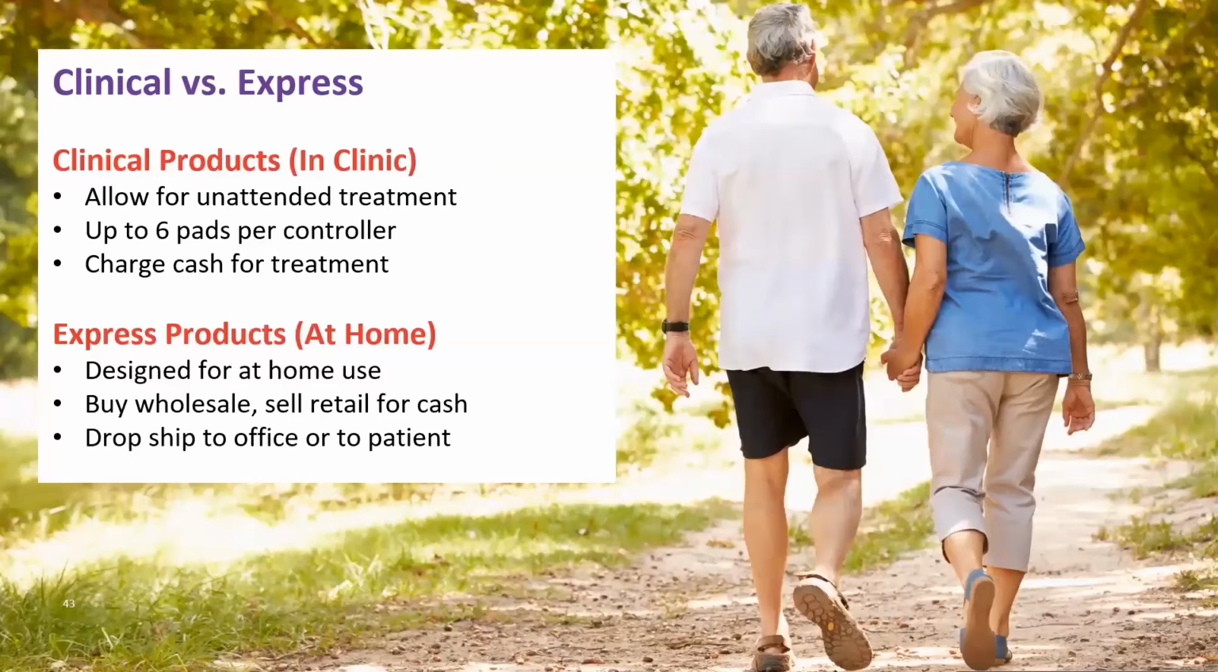Two lines of products, clinical as well as express. So what's the difference, and why would I want one of those? The clinical products allow, of course, for unattended treatment, and you can plug in up to 6 pads into one controller, so you can treat an entire body or multiple parts of a body, or more importantly, you can actually treat 2 patients with the same controller at the same time. You're going to charge cash for these treatments. In terms of the Express or the at-home product line, it's designed for home use. So you would buy it wholesale, sell it retail for cash. We can drop ship to the office or to your patients.